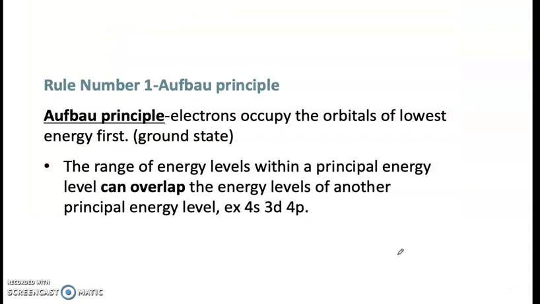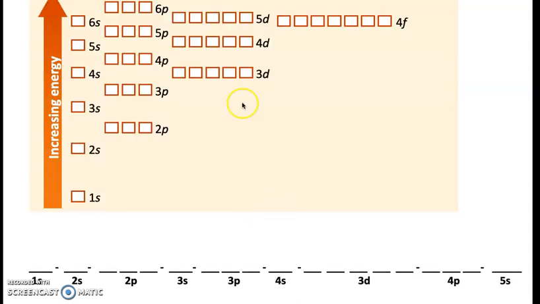Now, there's another term. The range of energy levels within a principal energy level can overlap the energy levels of another principal energy level, for example, 4s, 3d, 4p. This is telling us that the 3d is a very, very wide energy level, and actually it falls after the 4s. I'm going to go back a slide just to show you. Your 3d is right here. It comes after 4s.